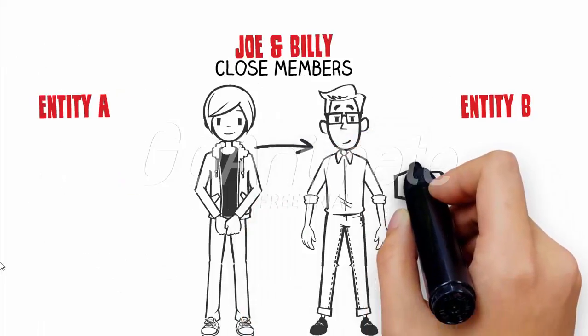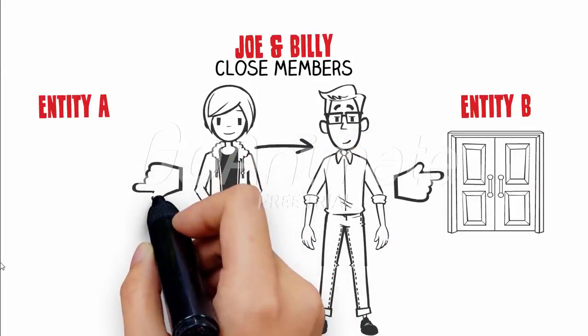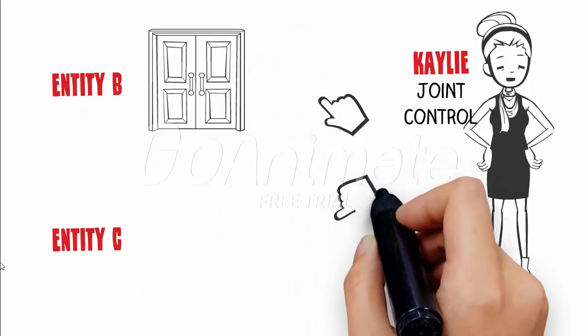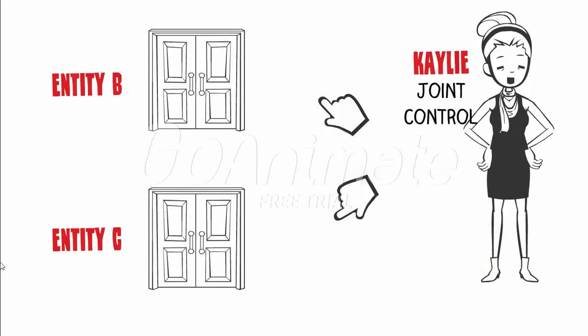Next, Joe is the domestic partner of Billy. Joe has an investment in entity A, and Billy has an investment in entity B. Kaylee, as an entity A, has both joint control over entity B and joint control or significant influence over entity C. For entity B's financial statements, entity C is related to B. Similarly, for entity C's financial statements, entity B is related to entity C.